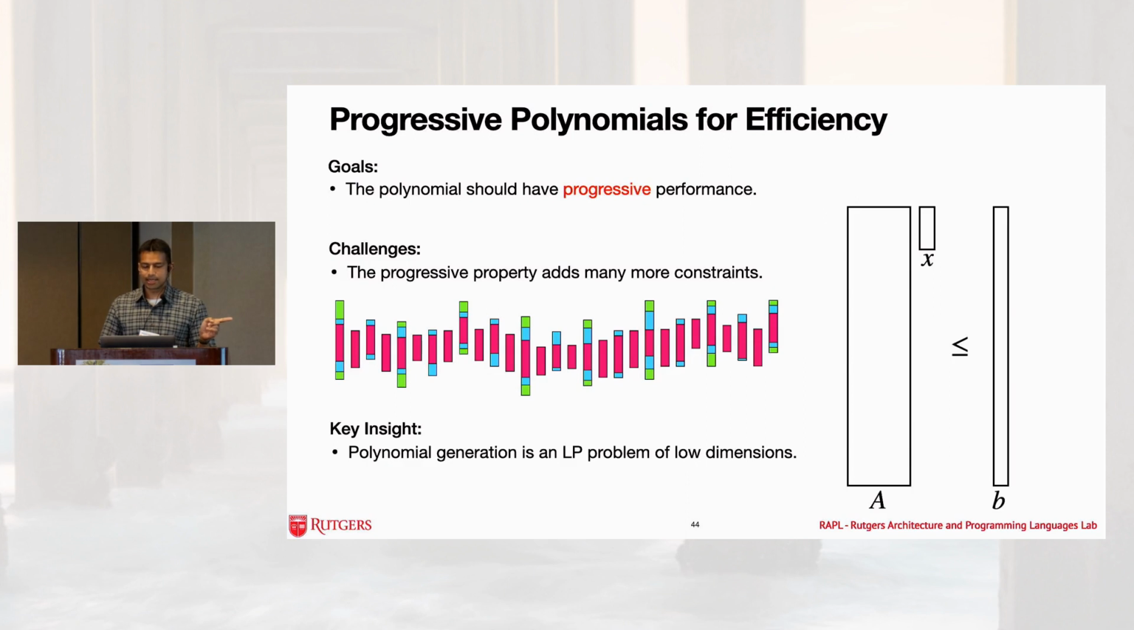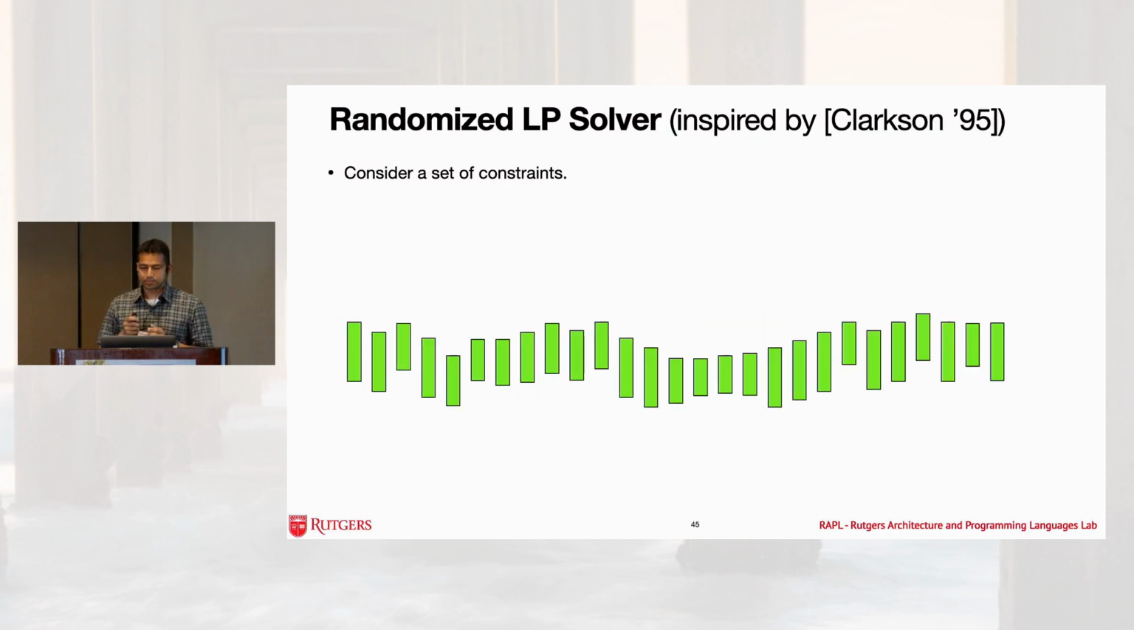Our key insight is that the problem of polynomial generation is a linear program of low dimensions, and that means that the matrix of constraints is a tall matrix. To solve the low-dimensional linear program with billions of constraints, we designed a randomized algorithm that is inspired by the seminal work of Clarkson. To understand how it works, consider a set of constraints as shown here.